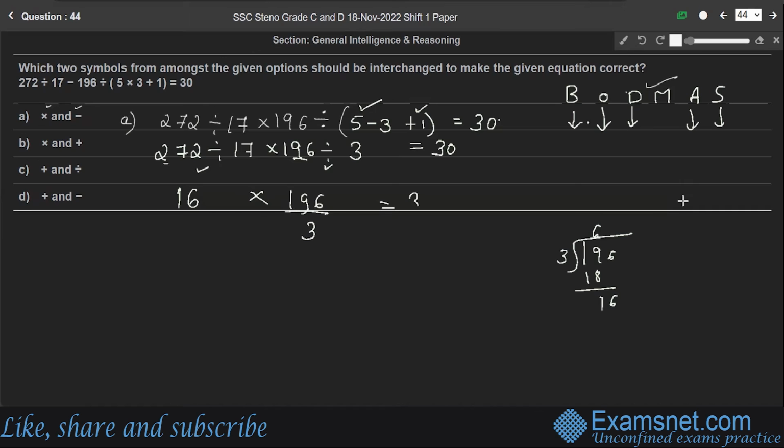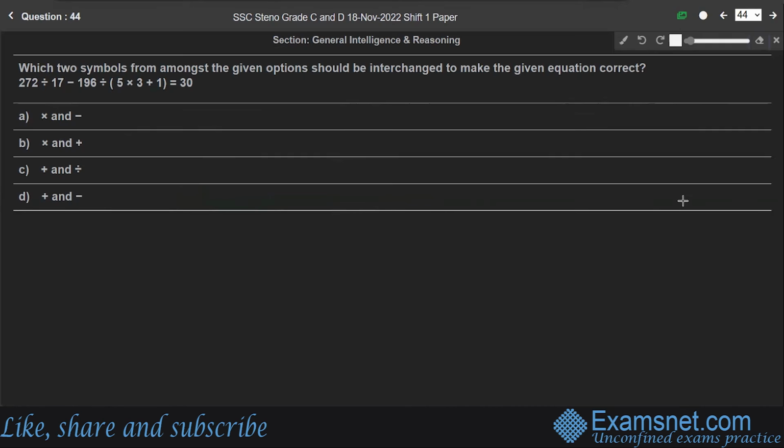Later we can decide. Here even 16 is not divisible by 3. Therefore, you will get a fraction in the left hand side, which is not equal to 30. Therefore, after interchanging into and minus signs, the equation will not get balanced. We'll go for option B, right? We'll go for option B.